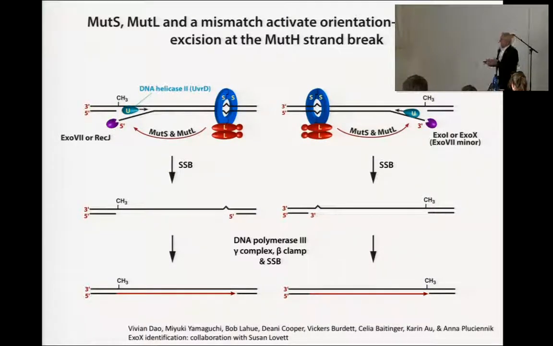And this yields then single-strand gaps that span those two DNA sites, and those gaps are repaired by the components of the DNA polymerase III holoenzyme complex. They're the E. coli replicative polymerase, and although not shown here, this break is then sealed by DNA ligase to restore covalent continuity to the helix.